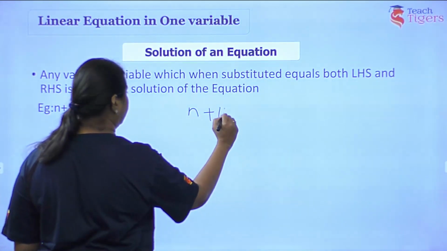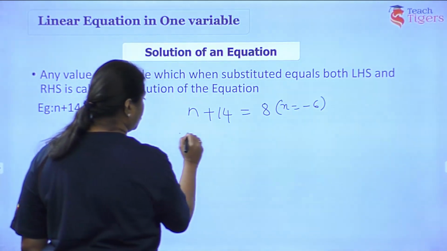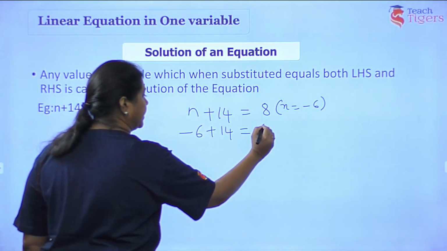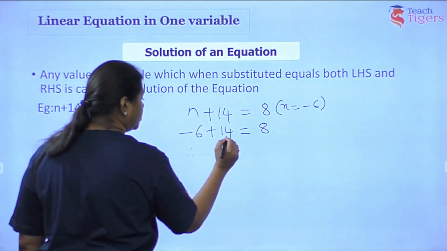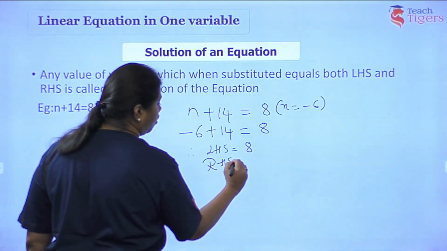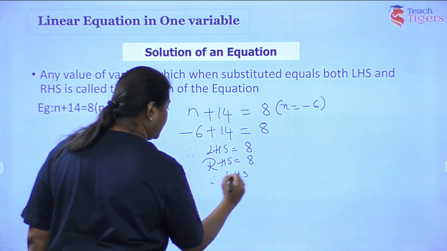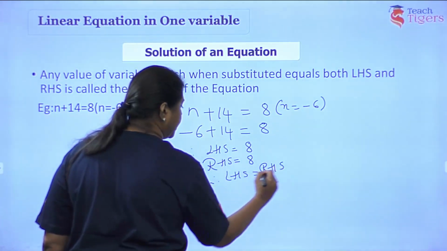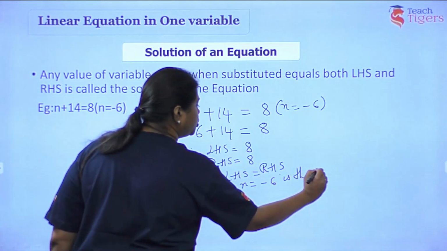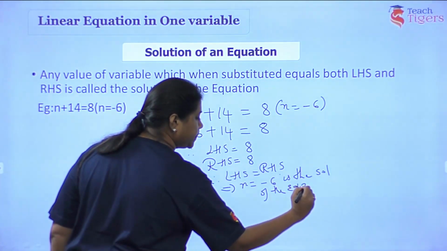n plus 14 is equals to 8, for n is equals to minus 6. So I'm going to substitute n value as minus 6 plus 14. How much do I get? I get 8. So LHS is equals to 8 and RHS is already 8, which is given in the equation. Therefore, LHS is equals to RHS implies n is equals to minus 6 is the solution of the equation. Okay guys, got it?